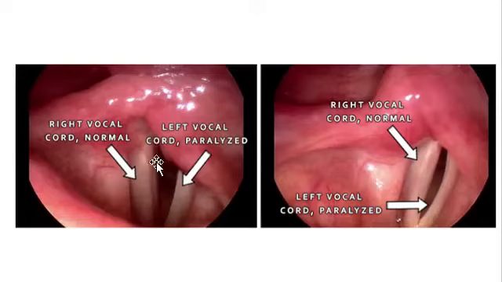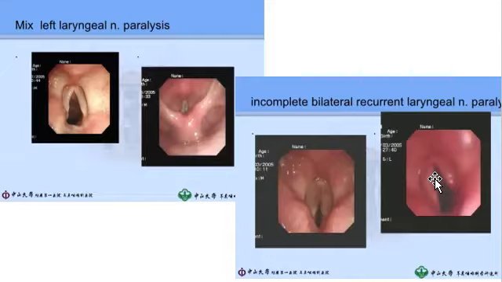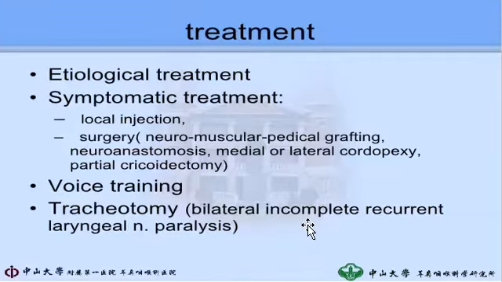For example, this is the example of the left vocal cord paralyzed. The right vocal cord is normal, that's why it's located more midline, but it cannot move. That's why during vocalizing the rima glottidis is staying open. In that picture we can see the left laryngeal nerve paralysis. Here we can see the incomplete bilateral recurrent laryngeal nerve paralysis.